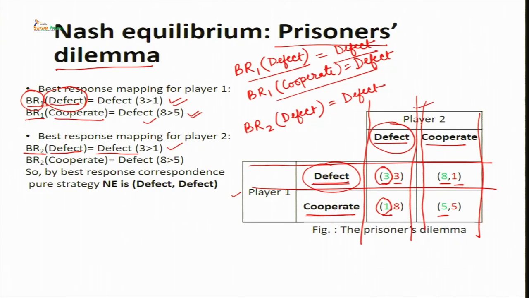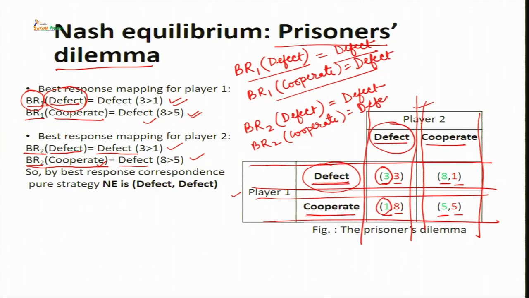Okay. Similarly, we can find out BR 2 of cooperate, that means the best response of player 2 when player 1 cooperates. So, by defecting player 2 gets 8, and by cooperating player 2 gets 5. So, clearly 8 is more than 5. So, the best response of player 2 to cooperate is again defect. Okay. So, we can write the best response of player 2 for cooperate is defect.